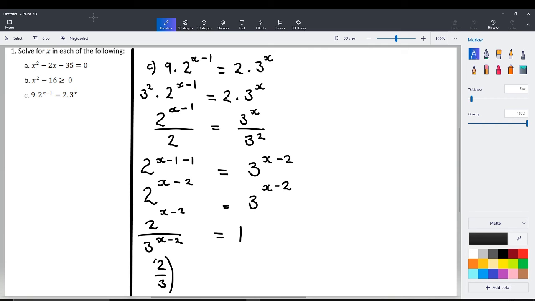At the same time, I can rewrite my left hand side as 2 over 3 to the power of x minus 2, and this will be equal to 2 over 3 to the power of 0. So now I have the same base on the left, same base on the right. So it means I can just equate my powers now to find x. Therefore, x minus 2 is equal to 0, which means x will be equal to 2.